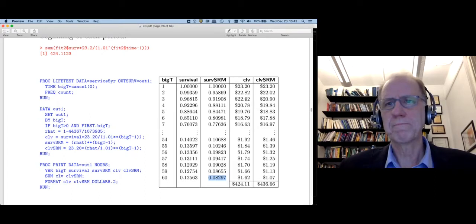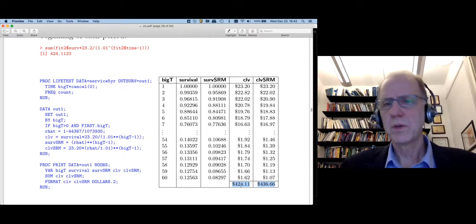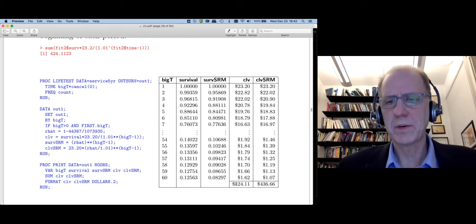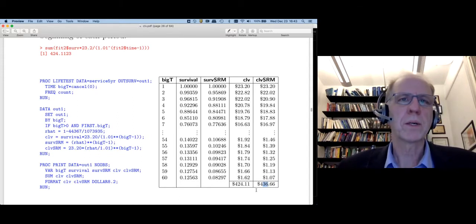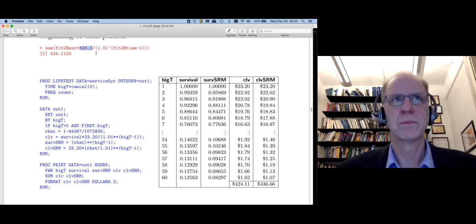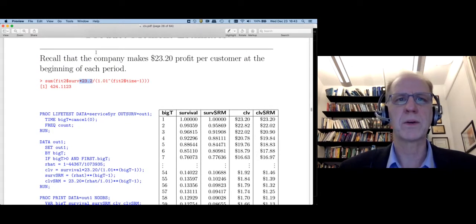I've computed the products of m sub t times these survival functions. I've added them up, and what we see is that using the correct general retention model, we come up with $424 as the lifetime value. With the simple retention model, we overestimate it by a little bit, but it's in the ballpark. By the way, this is assuming a period cash flow of $23.20, which was the actual amount minus some cost of goods sold, converting yen to dollars.